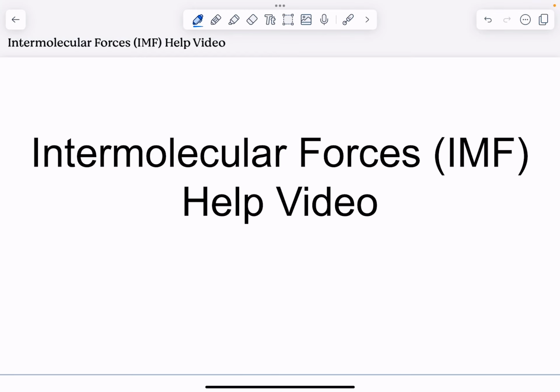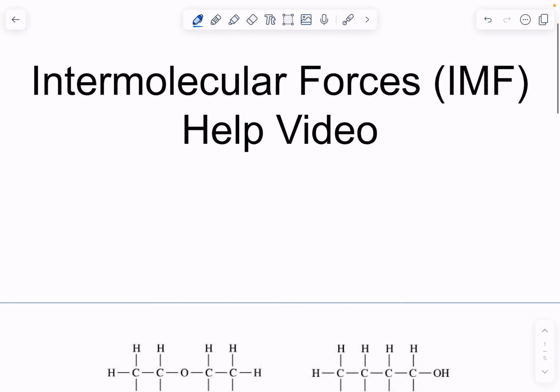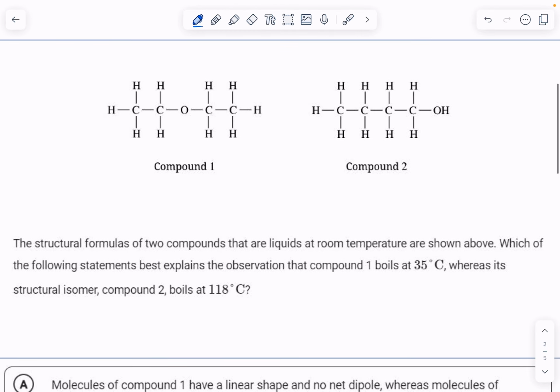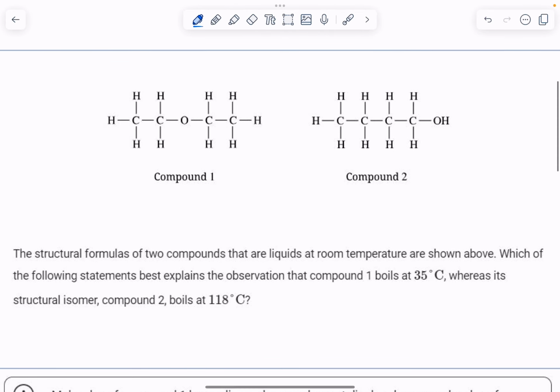All right, guys, in this video, we're going to be looking at some intermolecular forces questions. In this first one, the structural formulas of two compounds that are liquids at room temperature are shown above. Which of the following statements best explains the observation that compound 1 boils at 35 degrees Celsius, whereas structural isomer compound 2 boils at 118 degrees Celsius?